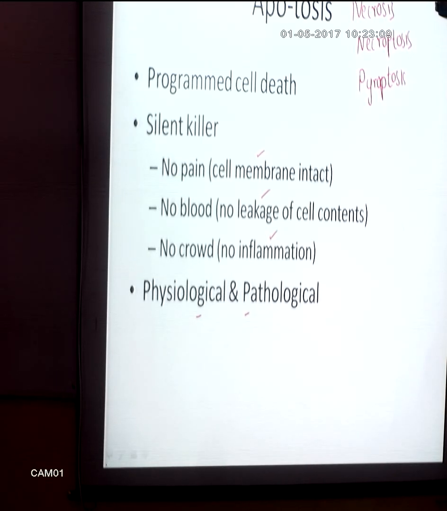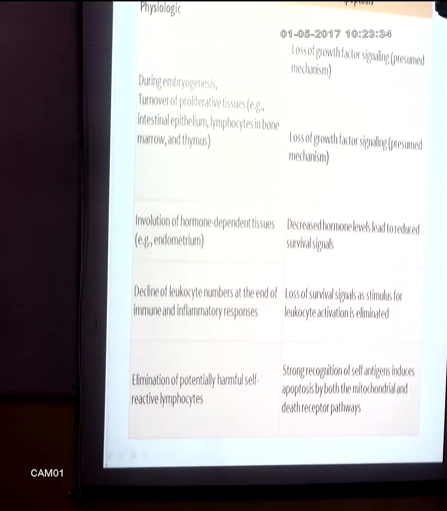What Robbins has included is, we all know in the 9th edition there were a few examples for physiological apoptosis and a few examples for pathological apoptosis. What Robbins 10th edition has included is how it occurs, in the form of a table. So more likely this will attract the question paper setters to ask new questions. So these are the conditions of physiological apoptosis. We'll see one by one how it occurs.